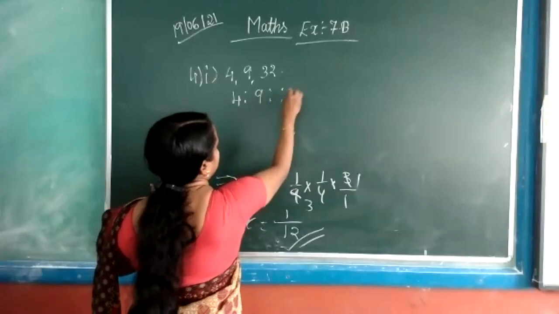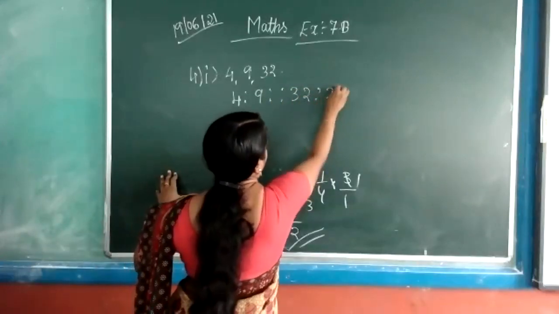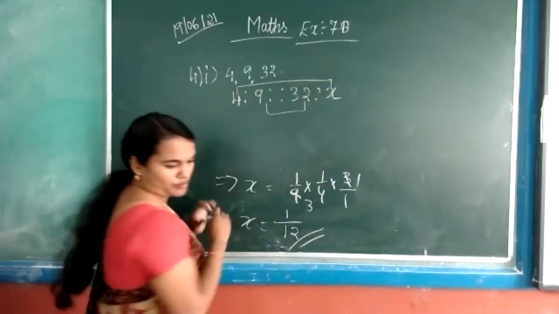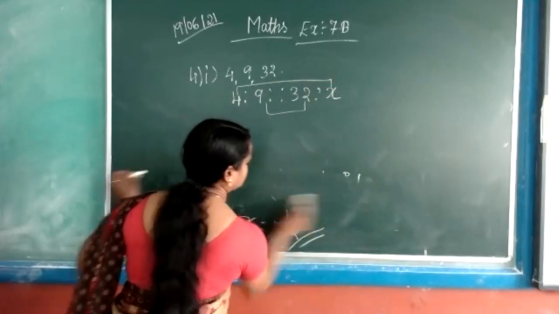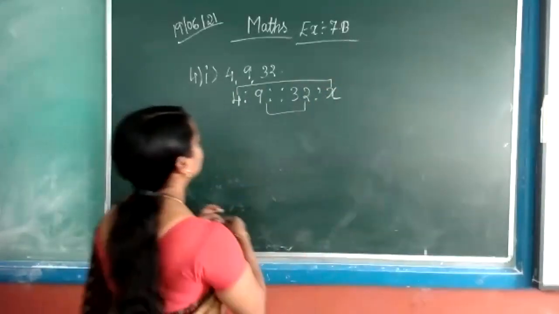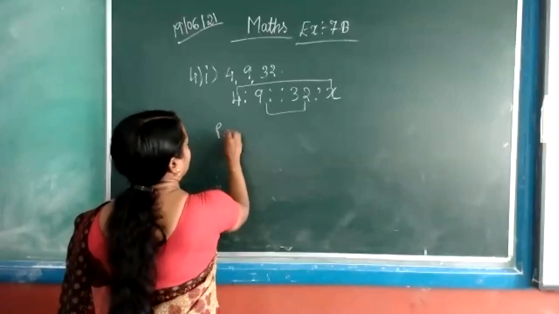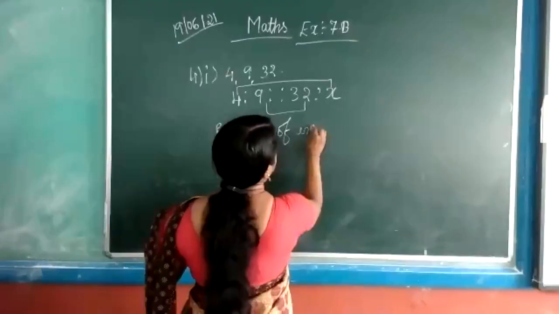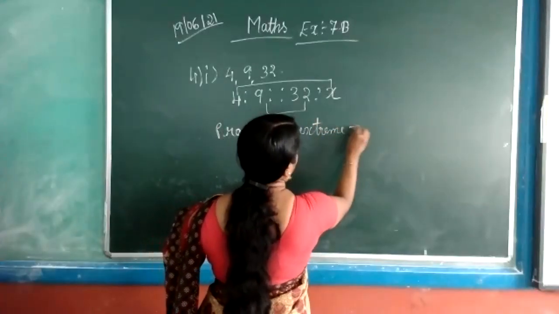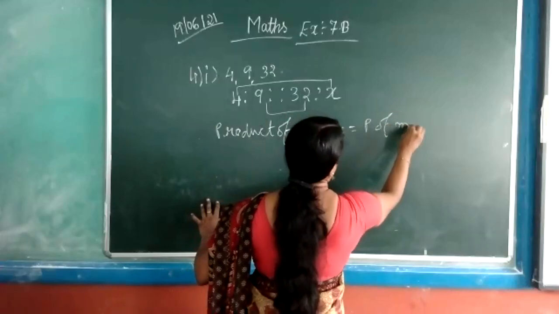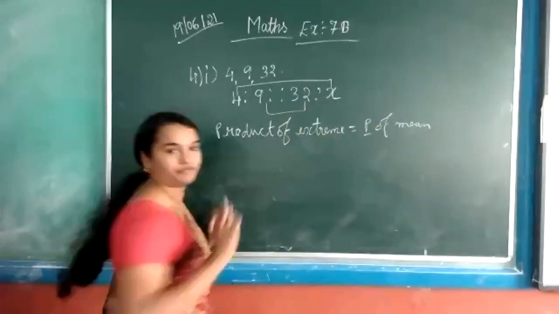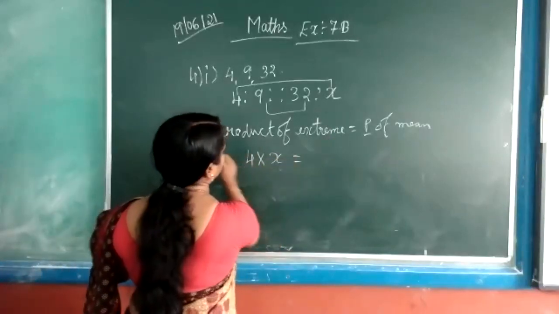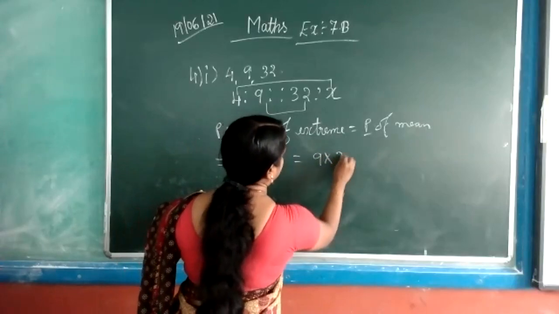4:9 is as 32:x. Same method: product of extremes equals product of means. You have to write it in full, not in short form: product of extremes equals product of means. Okay. Now 4 into x equals 9 into 32.